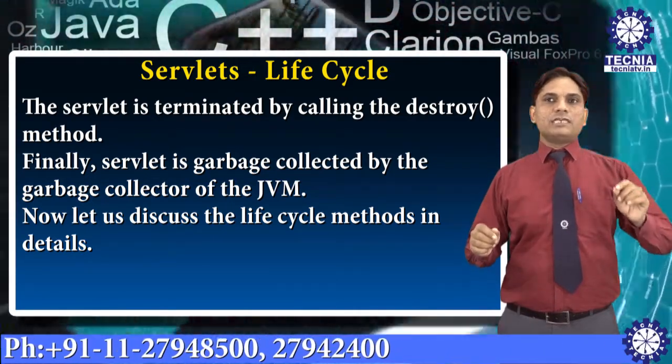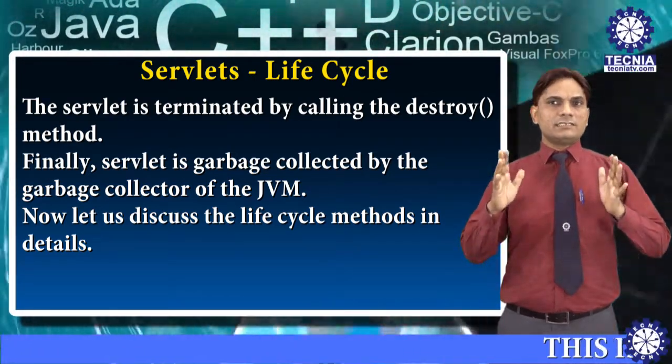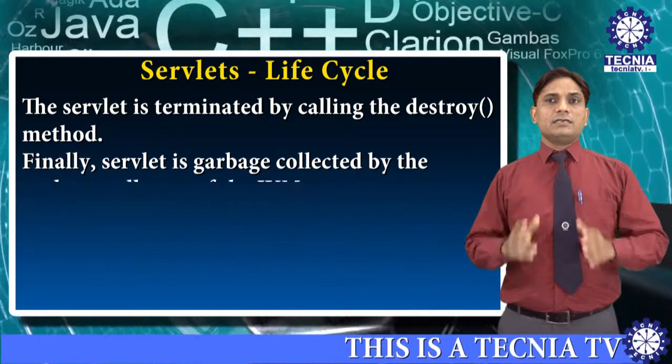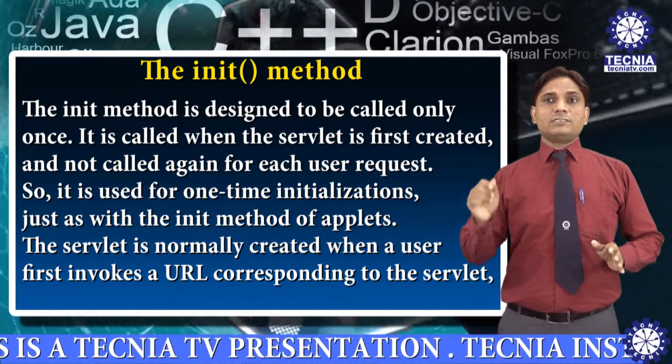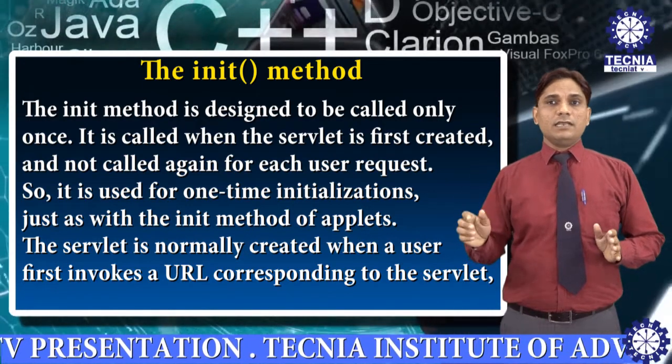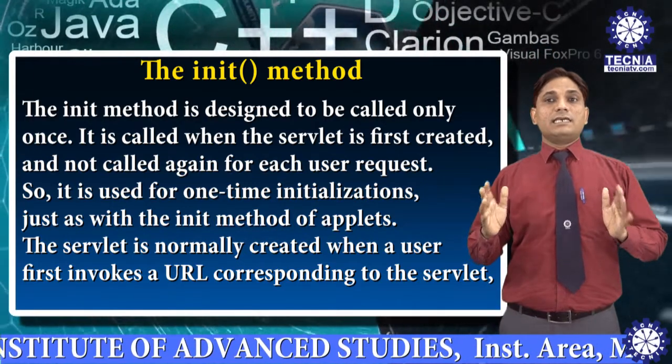JVM stands for Java Virtual Machine. JVM provides the security of the servlets. Now let us discuss the lifecycle methods in detail. The init method. First, the init method is designed to be called only once. It is called when the servlet is first created and not called again for each user request. So it is used for one-time initialization.